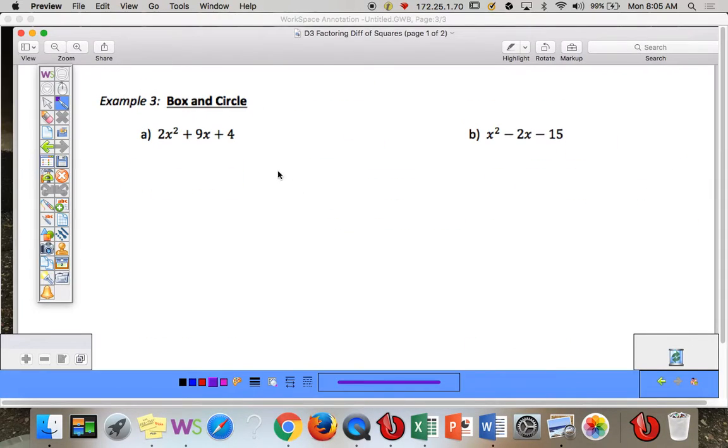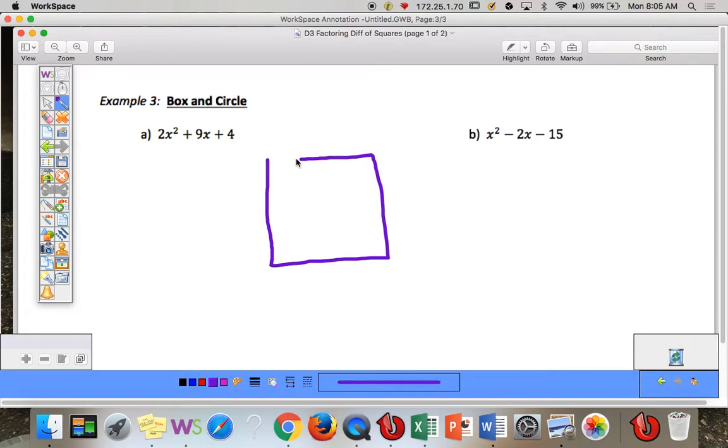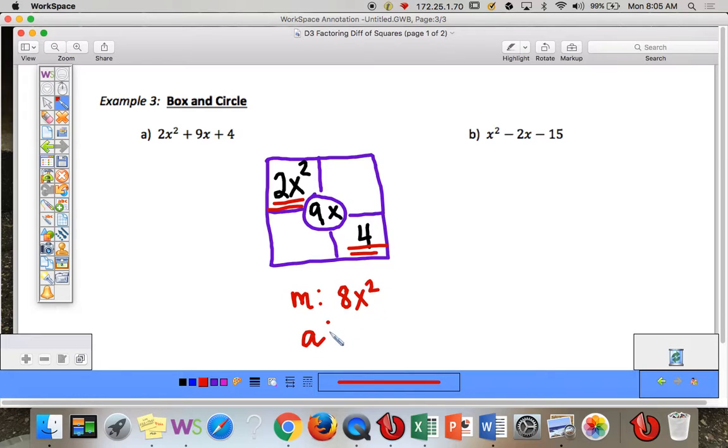So to use a box and circle, we're going to make a box. We'll put a circle in it. We put our terms starting in the upper left-hand corner. We have 2x squared. The middle term goes in the middle, 9x, and then the 4 goes on the bottom. So we want to think of two things that multiply to our first number times our last number. So it multiplies to 8x squared, that adds to 9x.